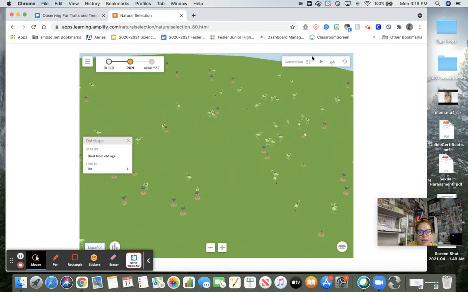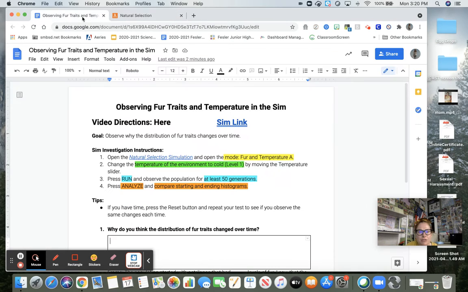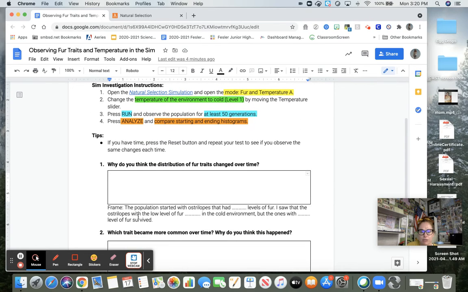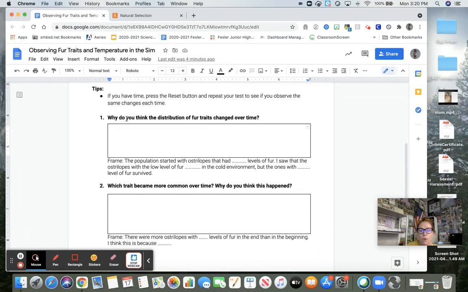And stop. Okay, the next thing I'm going to do is press Analyze, and I'm going to compare the starting and ending histograms. One thing to note is that you are not going to get the exact same graph as me. You're going to get a similar one, but slightly different. If you had time, you could redo it and see if you get a different one. We're going to answer two questions. Why do you think the distribution of fur traits changed over time? And which trait became more common over time, and why do you think so?